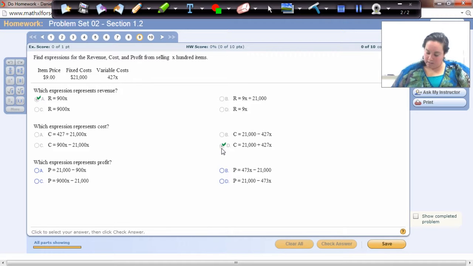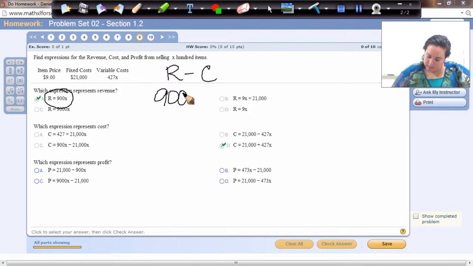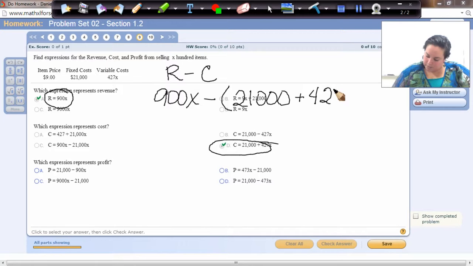Now, for the profit, profit is going to be the revenue, the money that we make, minus the cost of making it. So let's go ahead, and we're going to have to do a little bit of work with this. We want the revenue minus the cost. So the revenue was 900x, minus the cost, which was 21,000 plus 427x.